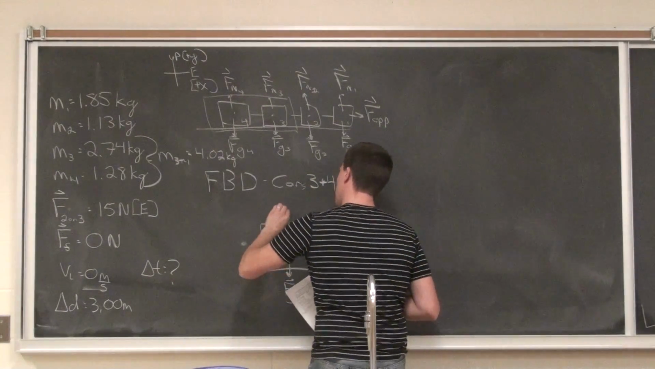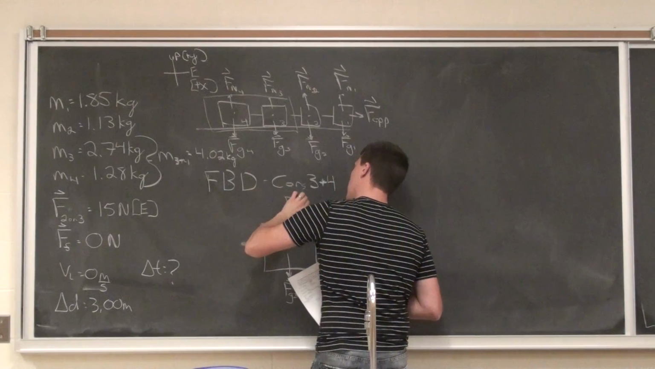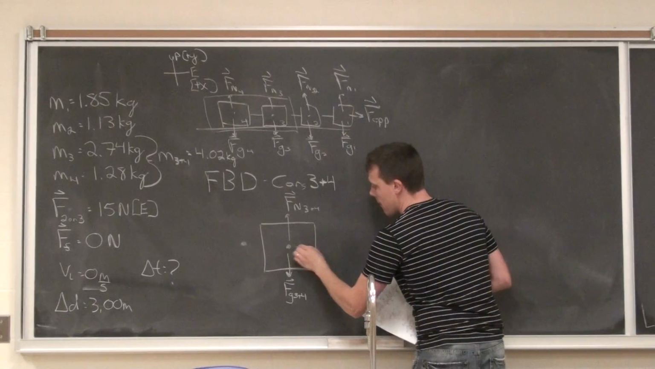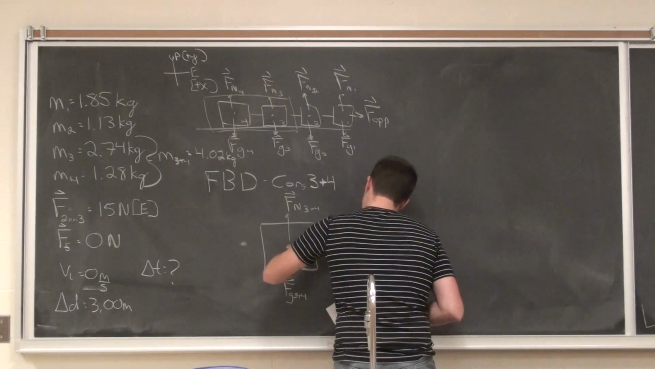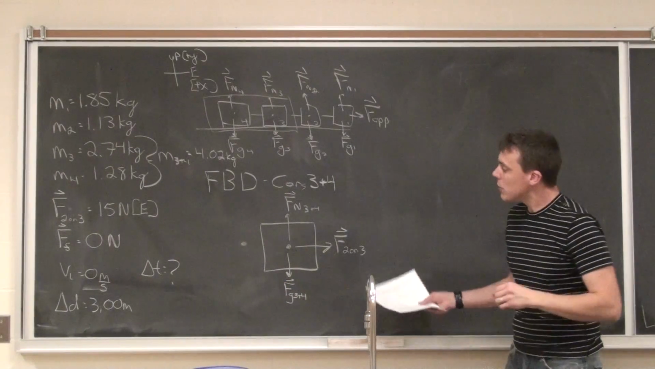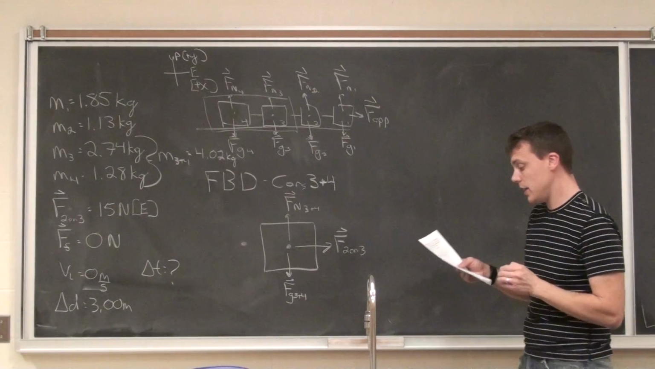It is on a level surface. The normal force will cancel it out with the normal force of 3 plus 4. And then we have the force of 2 on 3. Friction was negligible, so we do not need to draw it.